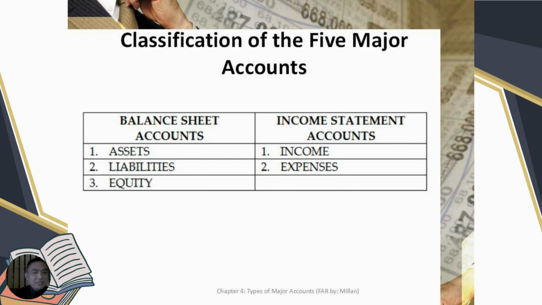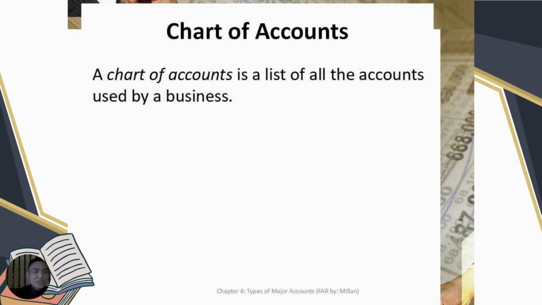So these are the different classifications of the five major accounts. It can be a balance sheet account, it can be an income statement account. And these are the different balance sheet accounts: assets, liabilities, and equity. And these are the income statement accounts: income and expenses. I hope you cannot forget the different classifications of the five major accounts to make it easier for us to prepare financial statements.